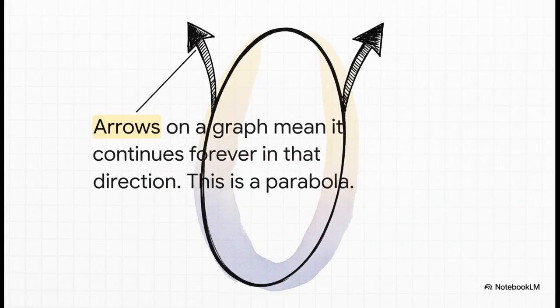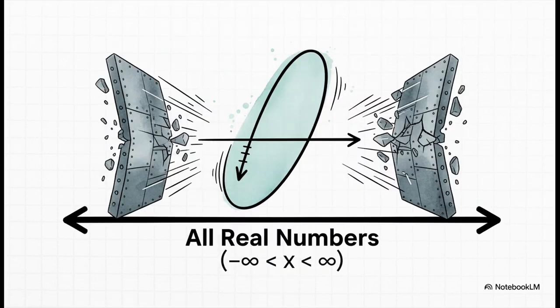Okay, for our last example, let's look at a graph that doesn't have endpoints at all. Instead, it has these arrows. Whenever you see arrows on a graph, it means that the graph just keeps on going forever and ever in that direction. In this case, we've got a parabola. Now, let's use our trash compactor on this one. For the domain, our walls try to squeeze it, but as this parabola goes up, it also gets wider and wider and wider forever. The walls would just have to keep moving apart. It's eventually going to cover every single possible x value on the number line. When that happens, we say the domain is all real numbers.